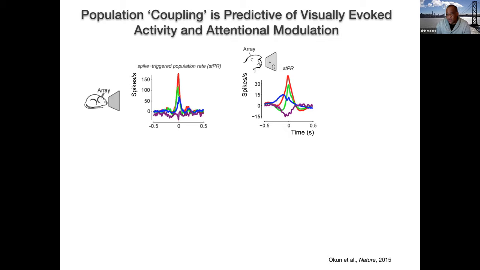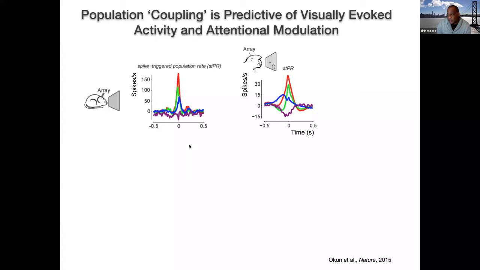This latter result stood out to us for a number of reasons. One of those reasons is that it seemed reminiscent of, or perhaps related to, a previous set of observations made both in primate and mouse visual cortex. Canaris and Matera and Carandini found that mouse visual cortical neurons vary broadly in the extent to which their activity is coupled to the population firing rate. That is, neurons can be coupled either strongly or weakly to the population firing rate. And that coupling can be captured in a spike-triggered population rate.